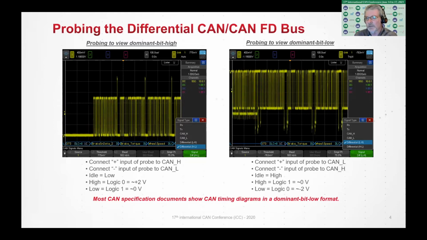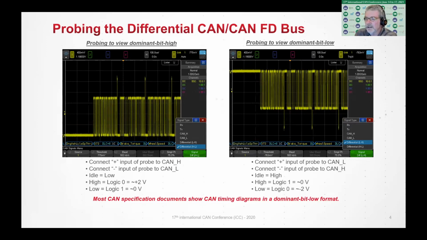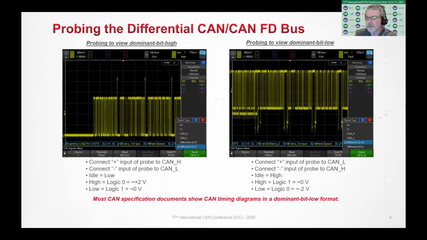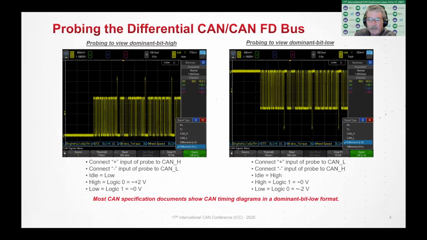The way I prefer to probe the differential bus is to hook it up what many people would say backwards. Connect the plus input to CAN low, the minus input to CAN high. Now, a high is a logic 1, a low is a logic 0. Also, if you probe this way, you will have the same polarity for the transmit signal, the receive signal, and the differential bus signal. And this is the way it's always shown in CAN timing diagrams. Throughout this presentation, I'm showing lots of waveforms. Just remember that I'm always showing the differential bus as dominant bit low, but you can do it either way.